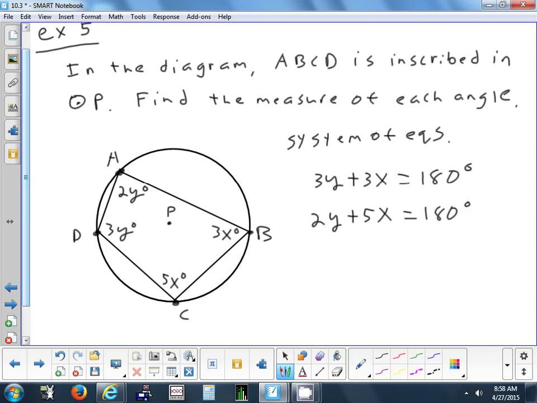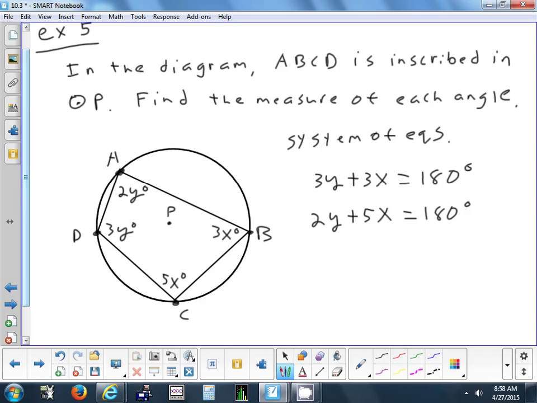Okay, first thing we should decide is, do we want to make the numbers in front of y match up or the numbers in front of x? Alyssa, I'll let you pick. Okay, we're going to make the numbers in front of y match up.